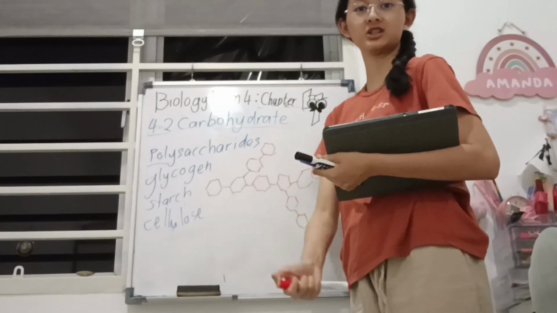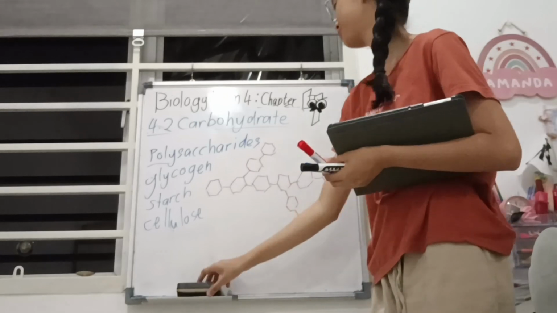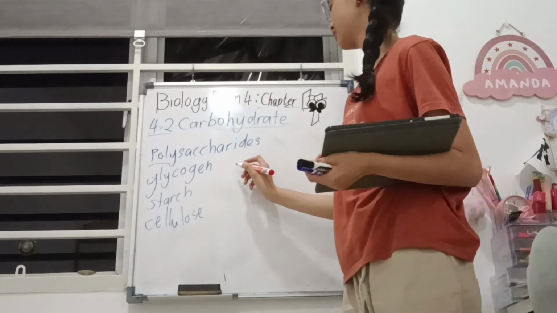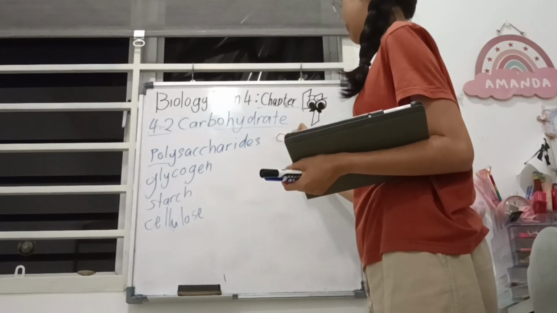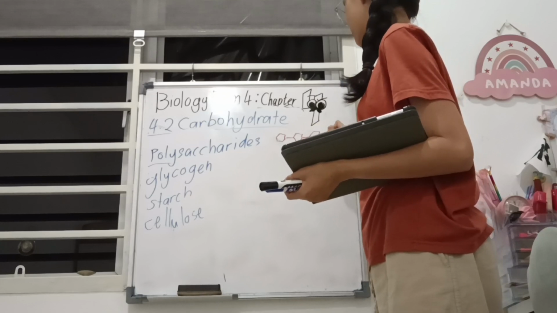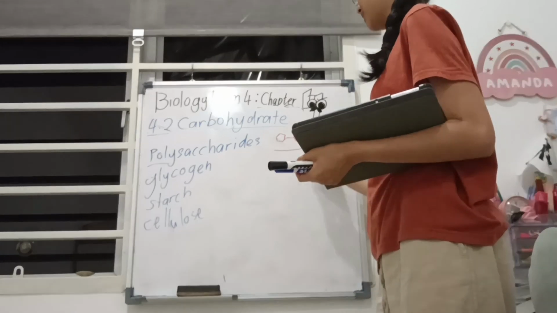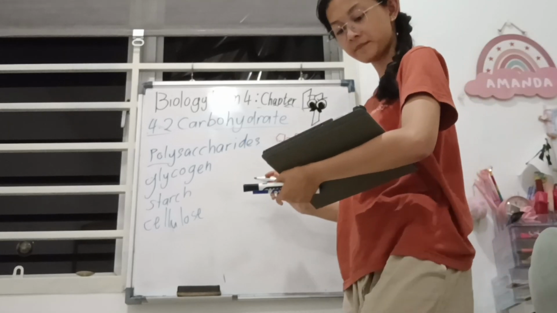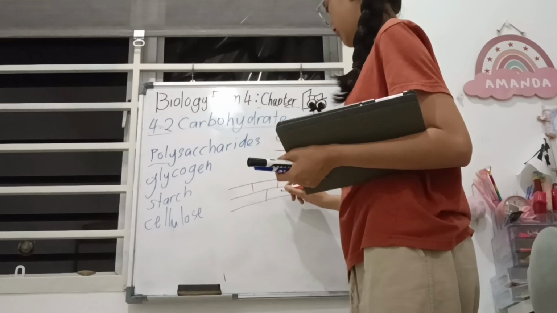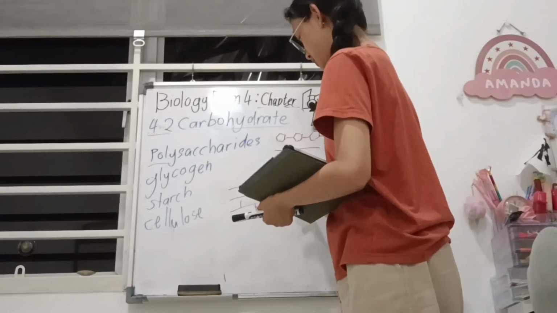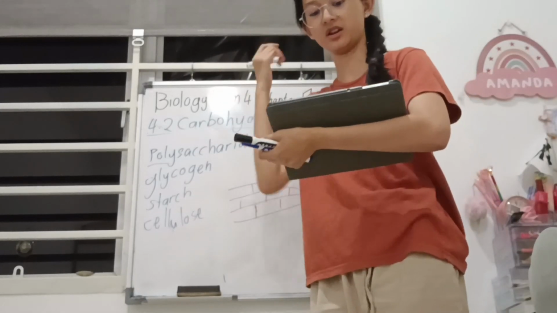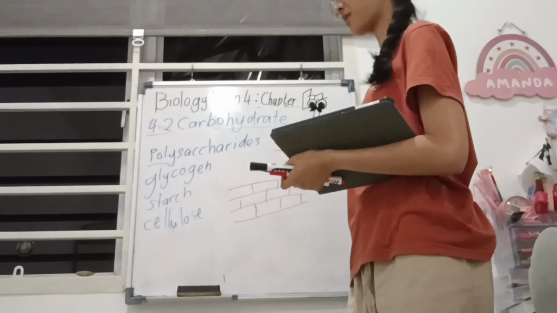Then what about cellulose? Does cellulose have more branches? No, it does not. I have no idea how to draw it honestly, but I'll just draw. Let's just pretend that these little hexagon thingies are like this. So for cellulose, it looks like this. It's in a straight line. These connect together with hydrogen bonds, which we learned just now in 4.1. That's all for carbohydrate.